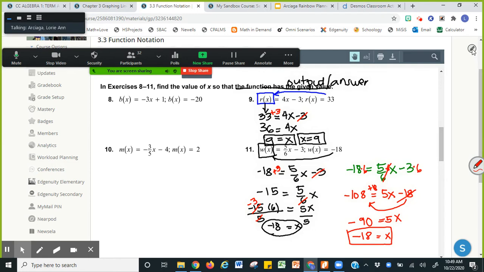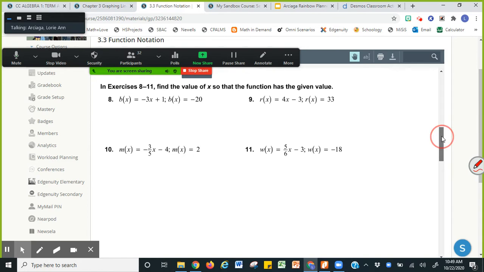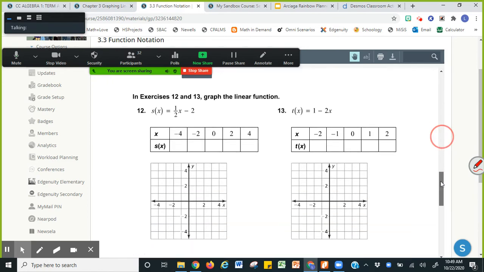Okay, so I'm going to clear the ink, and let's move on to the next one. All right, now we're graphing.